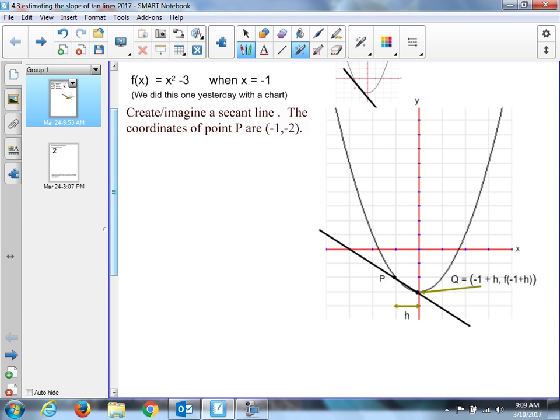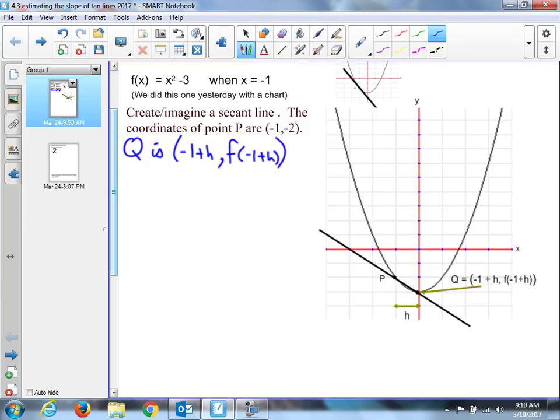Now I'm going to use that fact up here. Now let's figure out what Q is, as I mentioned here. I'm going to just put it here again, -1 plus h. That's the x coordinate, f of -1 plus h. Now that's a generic kind of thing. I don't know what the function is, you could say, but I know it's just plug in that number.